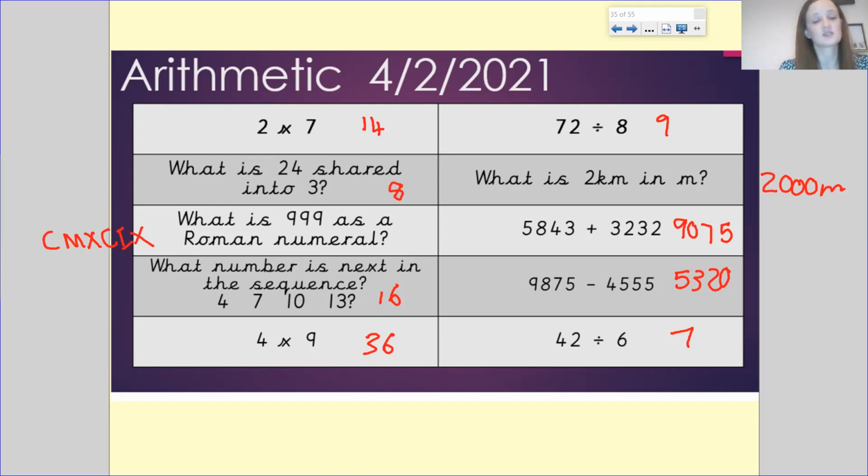5,843 plus 3,232 is 9,075. 9,875 minus 4,555 is 5,320, and then 42 divided by 6 is 7.